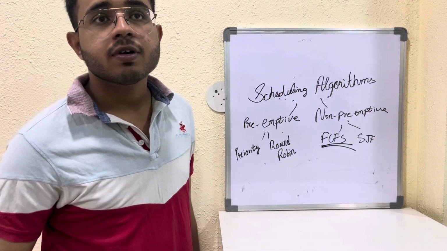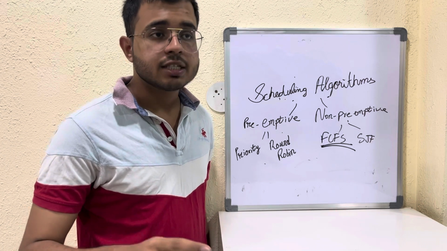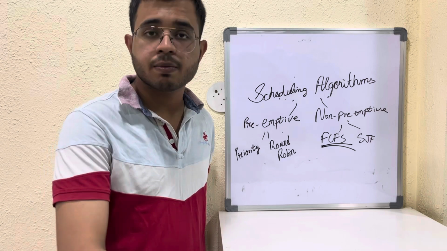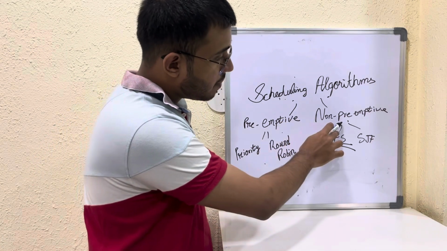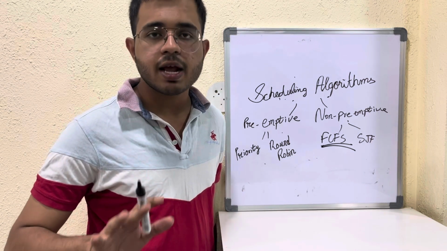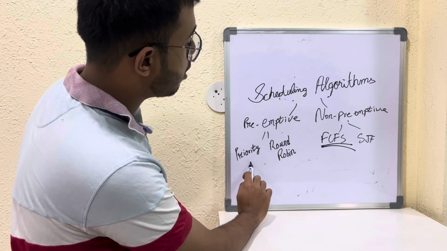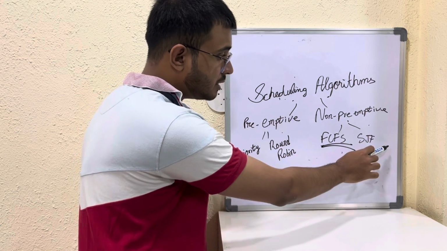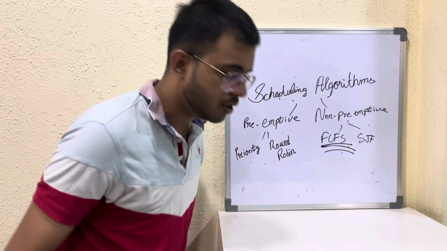There are two types of scheduling algorithms, preemptive and non-preemptive. In preemptive, once the execution of a process starts, you can stop it in between to execute some other process. But in non-preemptive, once the execution of a process starts, you cannot stop it at all in between. In preemptive, there are two types, priority and round robin, and in non-preemptive, there are two types, FCFS and SJF. We are going to focus on FCFS in today's video.